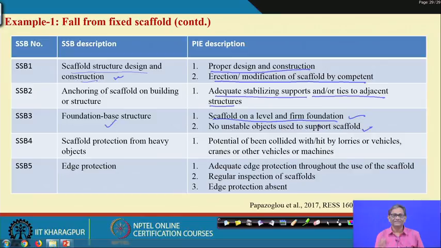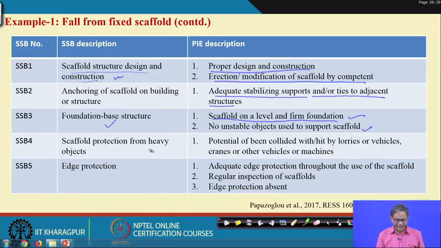Actionable barriers, actionable entities you are finding out. You are not only finding out the causes, but faults, that through a fault tree you can find out. The fault tree gives you enough idea of what is to be done, but that what is to be done you are doing through safety barriers.